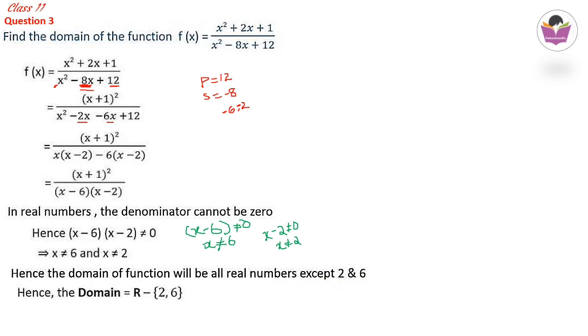So the domain we can write: the domain is, from the real number system you have to remove the set 2 and 6. Two elements you have to remove, 2 and 6. So this is our domain. Domain is R minus the set of 2, 6.